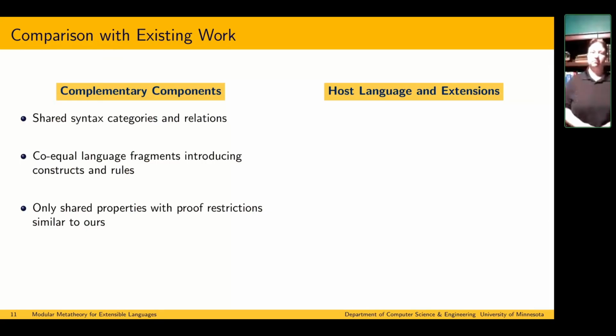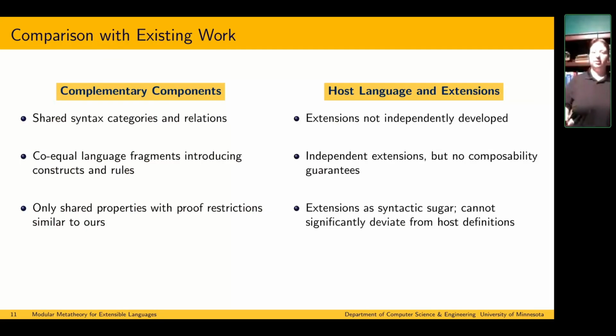So for languages more like ours, host language and extensions, components building on components, there are a number of works, but there's kind of three categories for the drawbacks that we see with them. So some works say the extensions aren't independently developed. So the same group of authors develop all the extensions and make sure they work together, and then you can choose a subset of them. Other works do have independent extensions, but if I write an extension and you write an extension, there's no guarantee they're going to work together. Somebody has to put them together, test them, and possibly tweak the definitions to get the proofs to work.